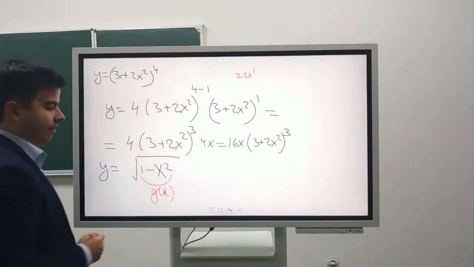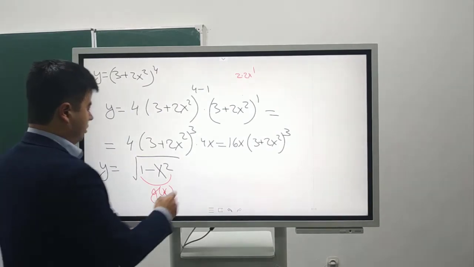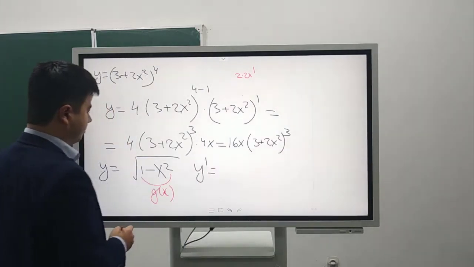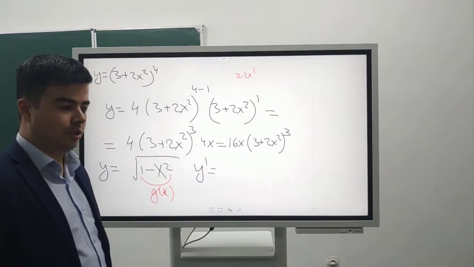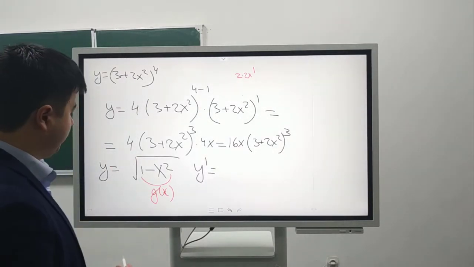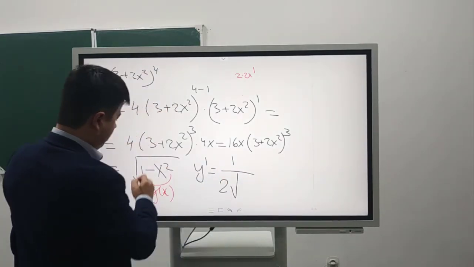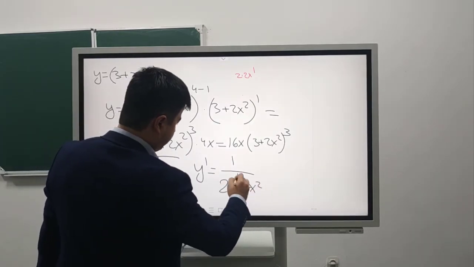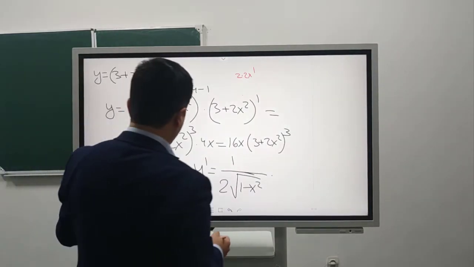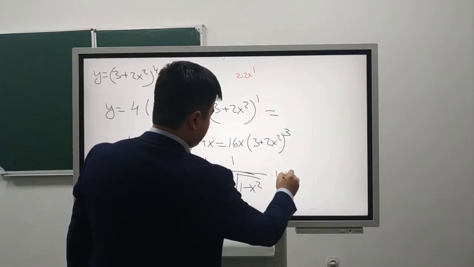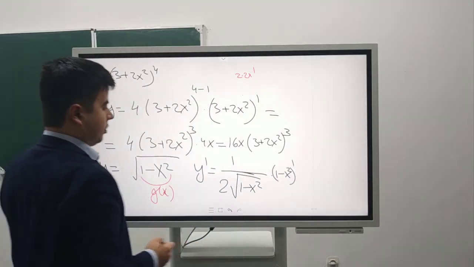And square root, this is f. Okay, now let's find the derivative of this function. Let's recall again, from the table, the derivative of square root of x is 1 over 2 square root of x. So, 1 over 2 square root of this function, 1 minus x squared, and times the derivative of this one, 1 minus x squared. Okay?